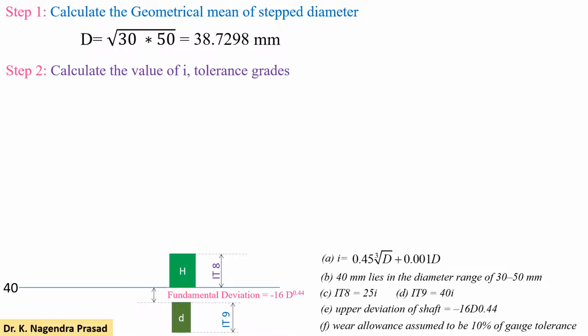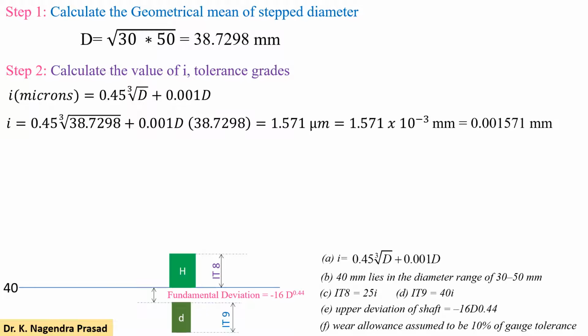Next, we have to calculate the value of i and also determine the tolerance grade. We know the formula i equals 0.45 times the cube root of D plus 0.001 times capital D. Moreover, remember this i value is always in microns. Then you have to substitute capital D equals 38.7298 in the i equation. Then we will get the i value as 1.571 microns. Then you have to convert these microns into mm, which is equal to 0.001571 mm. So small i equals 0.001571 mm.